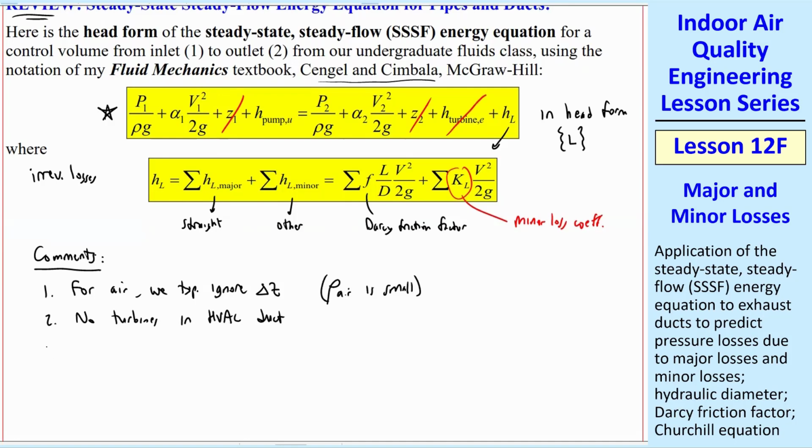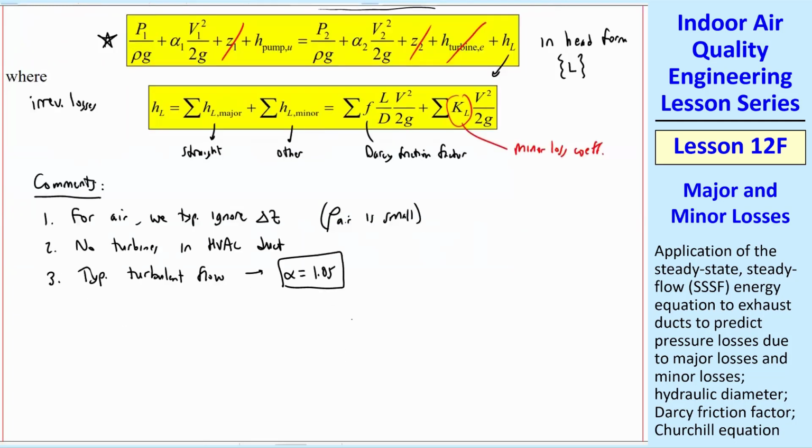Number 3, we have typically turbulent flow in our ducts. Remember that alpha is the kinetic energy correction factor. It varies with Reynolds number a little bit, but we're going to use 1.05 as kind of an average value for any of our flows. Remember that alpha, by the way, is the kinetic energy correction factor. That accounts for the fact that the flow is not one-dimensional, but it has some velocity profile to it, and that alpha accounts for that in the equation.